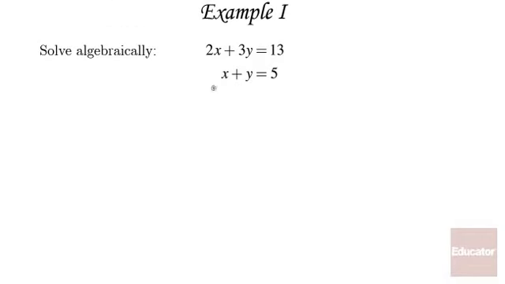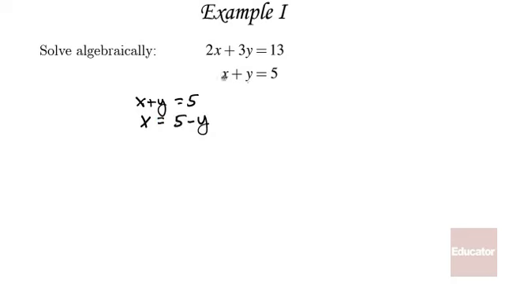Okay, first example is solve algebraically for the system of equations. As soon as I see that I have variables, or even one variable with a coefficient of 1, I recognize that substitution would be a really good method to use. So use substitution when a variable has a coefficient of 1. So I'm going to solve for x in terms of y. So x plus y equals 5, so x equals 5 minus y.